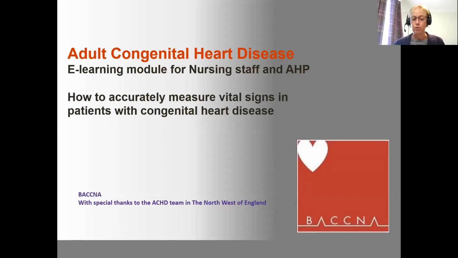So measuring and recording vital signs is an essential step in assessing the clinical condition of your patient. And when done accurately, it helps to identify if a patient's condition has changed, and it ensures that the correct course of action is taken. And of course, this is of vital importance in patients with congenital heart disease.